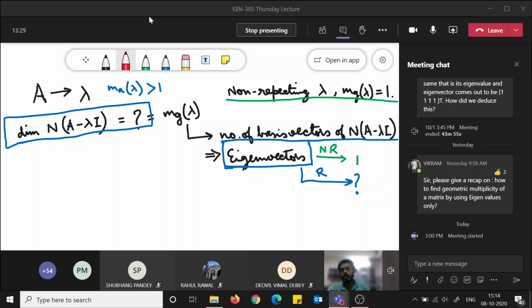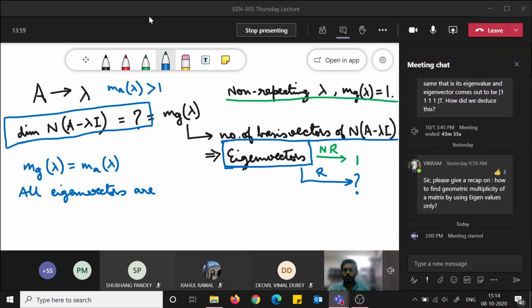So if your mg lambda is equal to ma lambda, then all eigenvectors are the basis vectors of the null space of A minus lambda I.